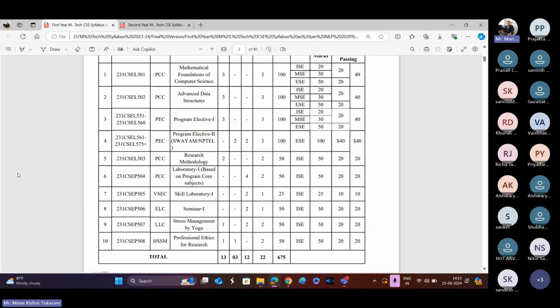The next one, that is skill laboratory 1. So skill laboratory 1 is based on different experiments related to machine learning and networking, because it is basically based on the electives. So whatever the training data or testing data, or you have to take the input for the pre-processing. So all these small experiments we are able to conduct inside the particular laboratory, say, skill laboratory 1, and you have to submit those experiments for 25 marks.